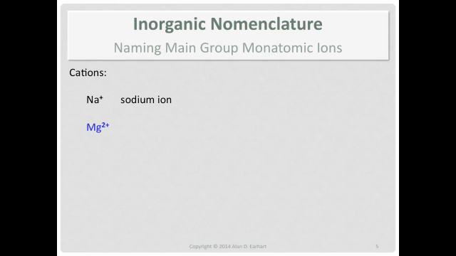Magnesium. It has a 2+ charge because it's in column 2A. Pattern the name the same way off the previous one. Magnesium ion. Aluminum has a 3+ charge on it because it's a metal and it's in 3A. So the name, use the same pattern. Aluminum ion.